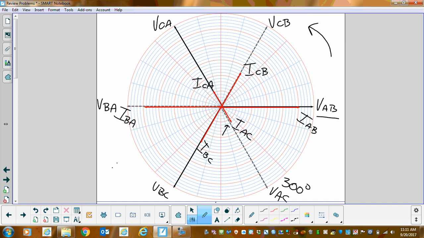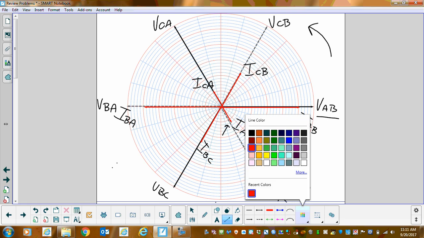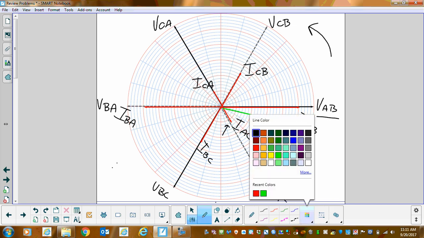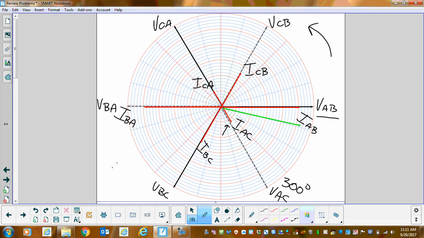So I of A, let's use a different color this time so we can demonstrate where the resultant was. Let's use lime green. That looks interesting. And so we said negative 10, so that's negative 15, so somewhere there we had this guy. And then go here. So that is I of A.